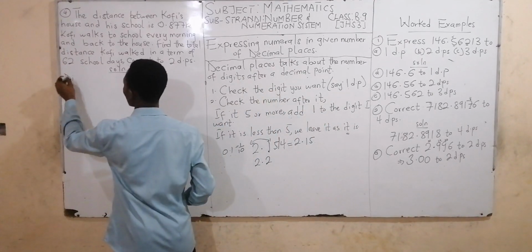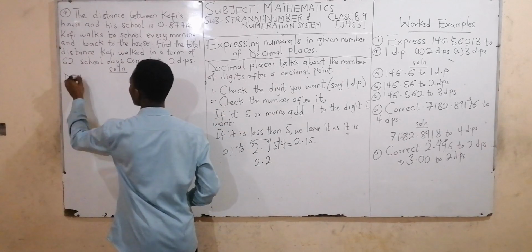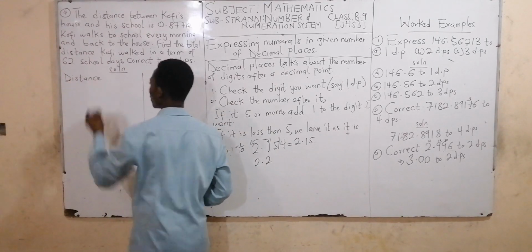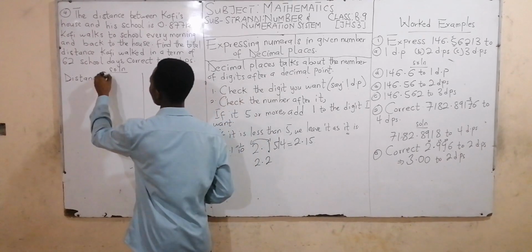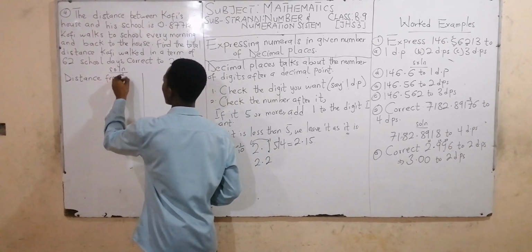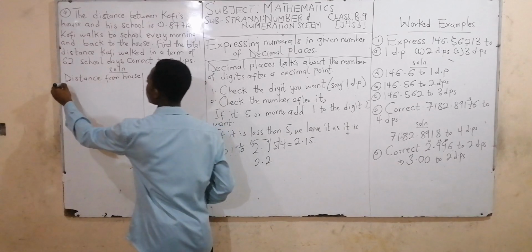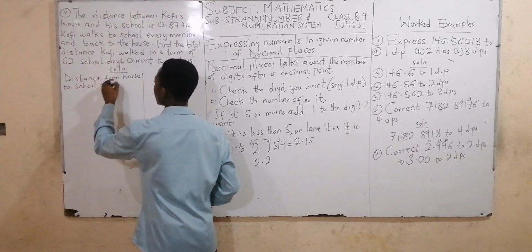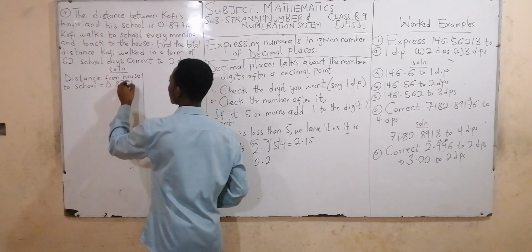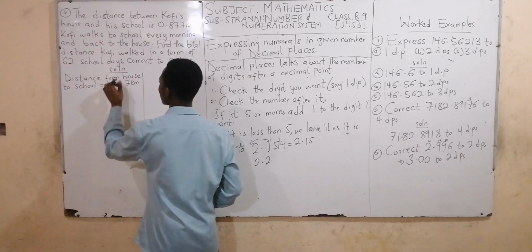When a word problem question is given, I always advise my students to write down the important information. So, distance from house to school is 0.877 kilometers.